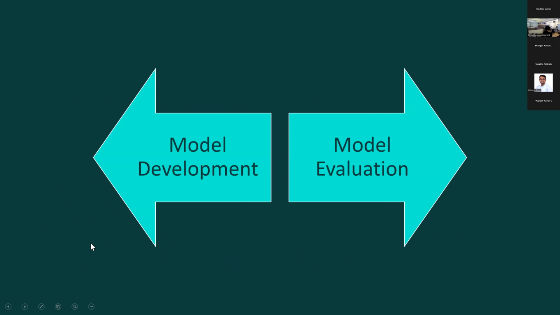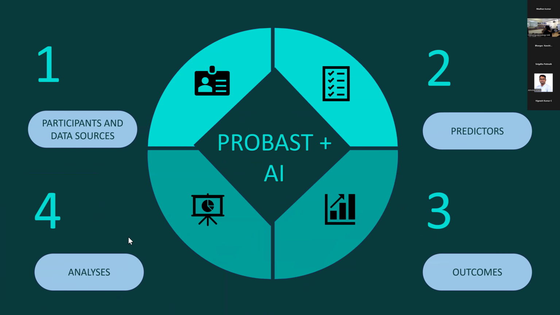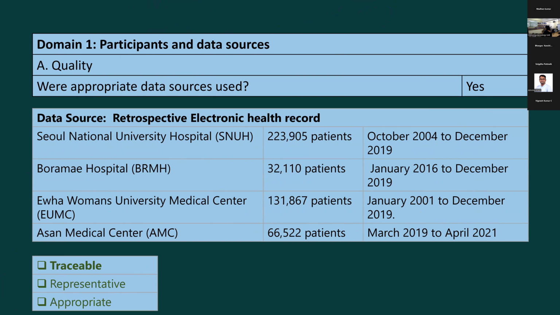So this study involved both model development and model evaluation. First we will look at model development. What is the risk of bias? We will first look at the participants and data sources. We look at the quality of data first, whether the appropriate data source is included. The data source is a retrospective electronic health record. There were 4 centers involved.